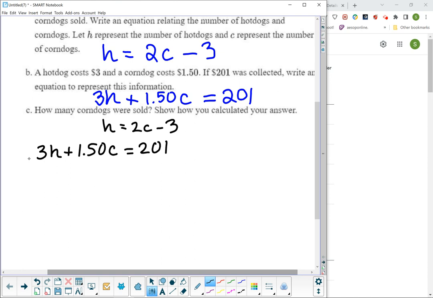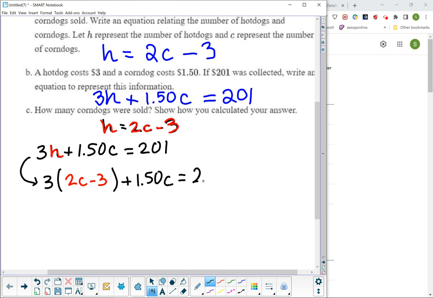So I'm going to go ahead and rewrite the second equation down. So 3, but instead of H, because I know that H is already resolved, H is actually 2C minus 3. So instead of writing H, I'm going to write in 2C minus 3. That's taking the place of H. Then I'm going to copy the rest. Plus 1.50C equals $201.